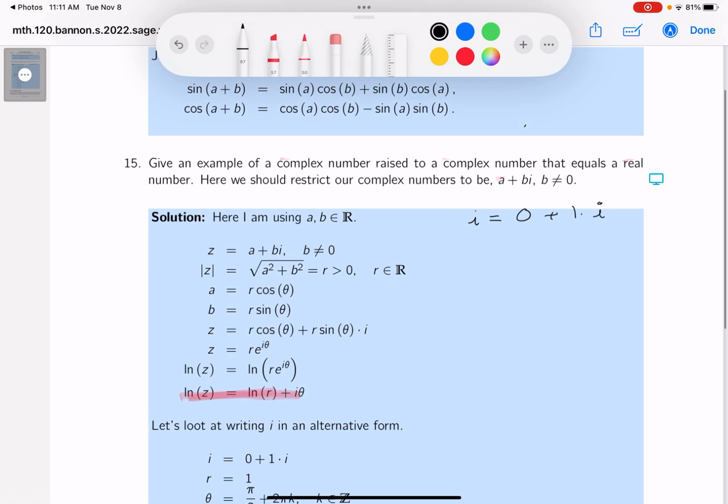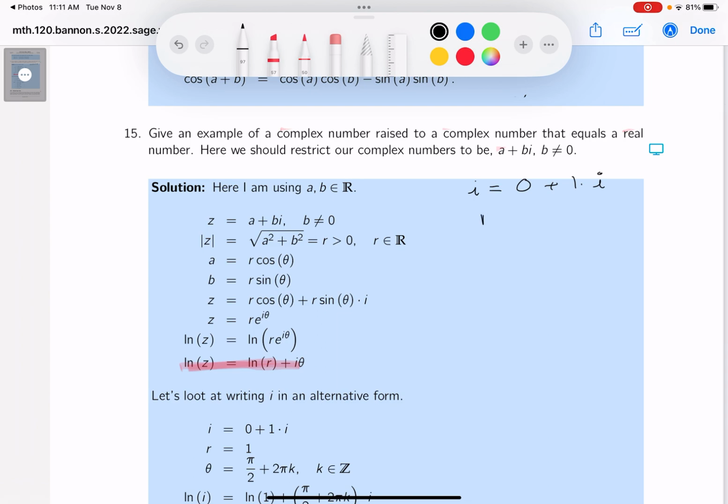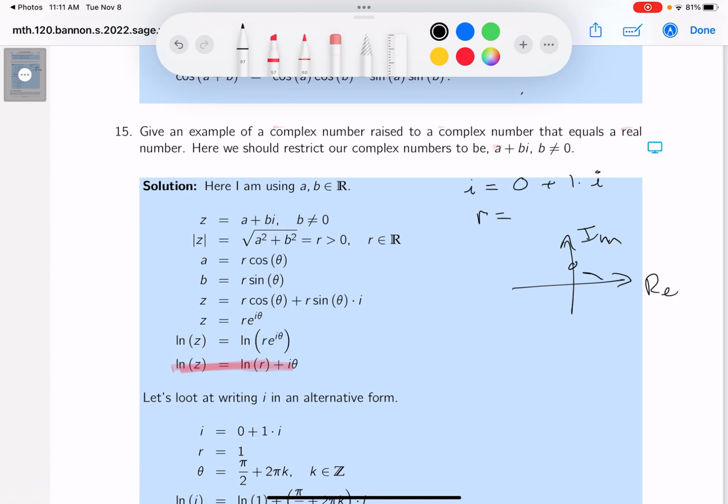All right? And then with the understanding that r in this case over here, again, if you need to, look at the complex plane again. This is the real part. This is the imaginary part. And what would you get over there? That's where i would be. What's the angle going to be? Well, the theta is going to be pi over 2.